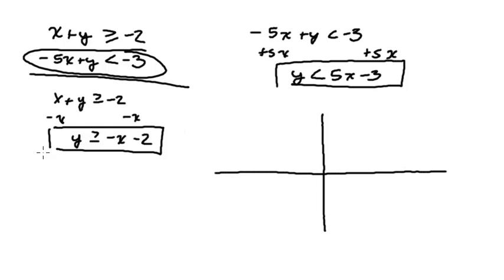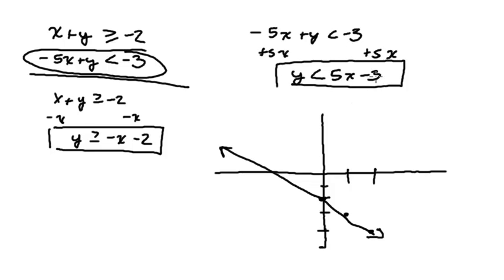Okay, so now I'm going to draw my coordinate axes, and I'll start with this one. Now I'm going to graph it as if it is a line. So I have negative 2 as the y-intercept, and the slope is negative 1. So I go down 1 and over 1, and down 1 and over 1. Now I have a greater than or equal to, so that means I can put a solid line through these. So I'll put a solid line through those points.